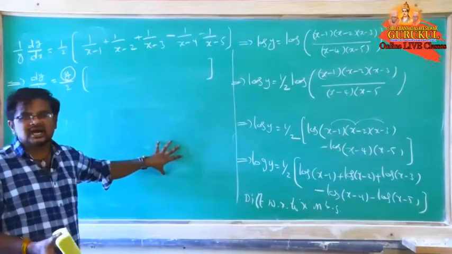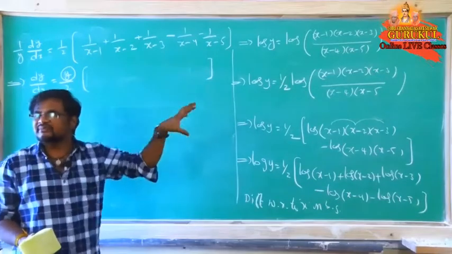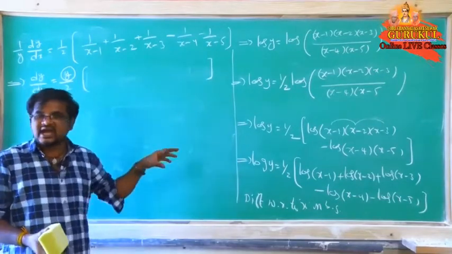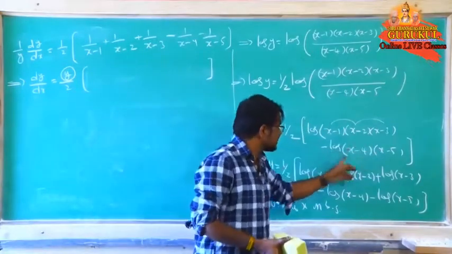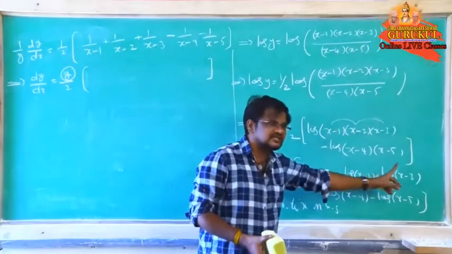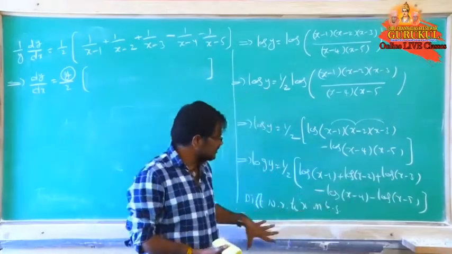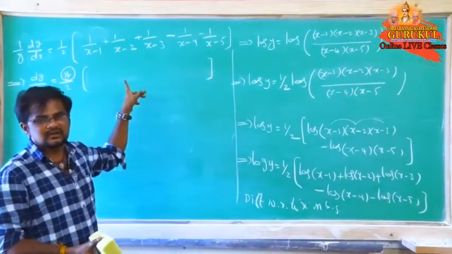After that you applied the log on both the sides. The formula log a to the power of m is m into log a, applied. After that the log a by b formula is there: log a minus log b. Next, for the term log of a into b into c, it is log a plus log b plus log c. Here also the same thing. Then lastly we apply differentiating. Then we got the proper answer.